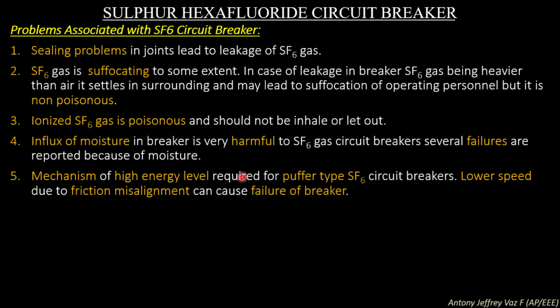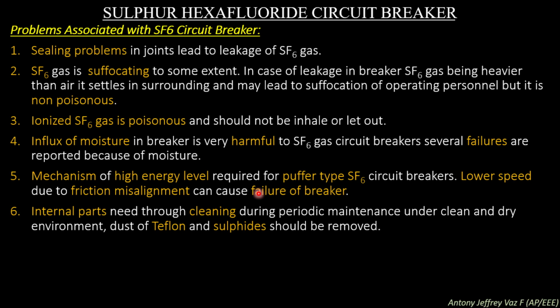Mechanism: a high energy level is required for buffer type SF6 circuit breakers. Lower speed due to friction or misalignment can cause failure of the breaker. In a buffer type SF6 circuit breaker, a very high energy level is required to move the moving contact up and down. So if any failure is caused in the breaker due to misalignment and friction, this will reduce the operating duty and the operating lifetime of the buffer SF6 circuit breaker.